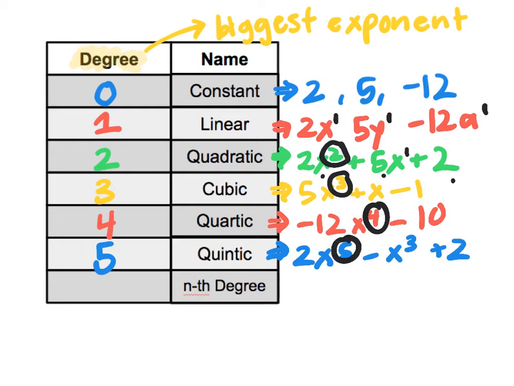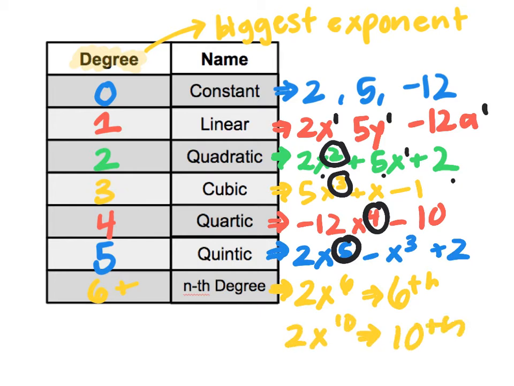And my last one is the nth degree. That means that your degree is 6 plus. So this is going to be like 2x to the 6th. We would call that to the 6th degree. If it was 2x to the 10th, then it would be to the 10th degree. So you just replace n with whatever your biggest exponent is. So if it was 10, I would replace it with 10. If it was 6, I would replace it with 6.